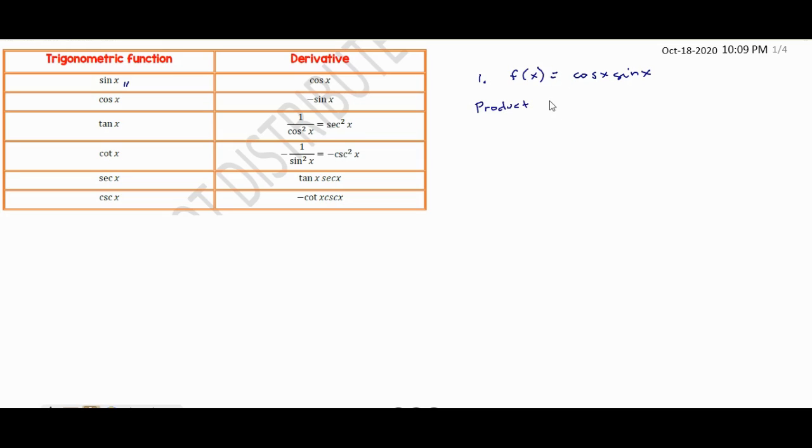So the product rule states that, oops, wait lang, nag-open yung Spotify ko.